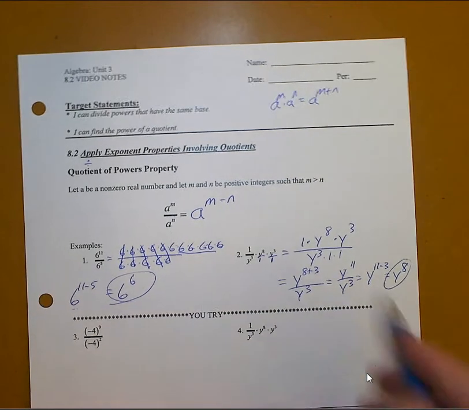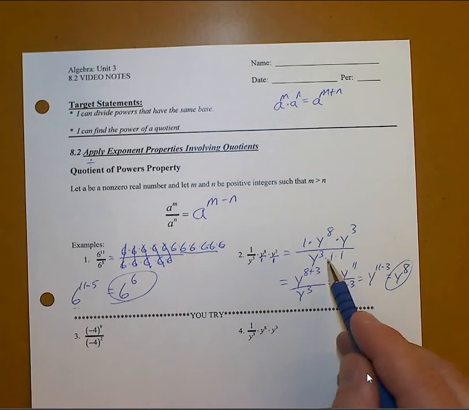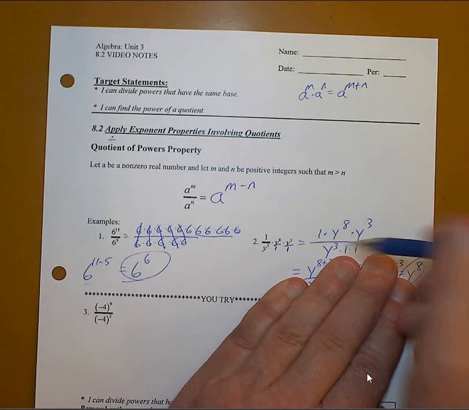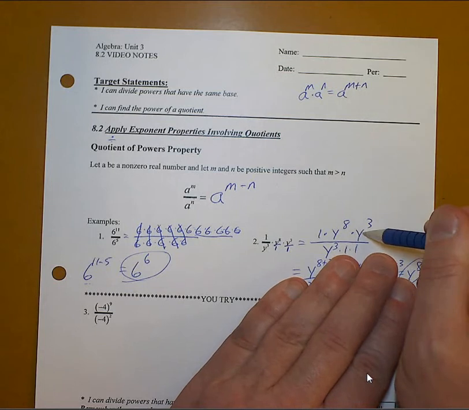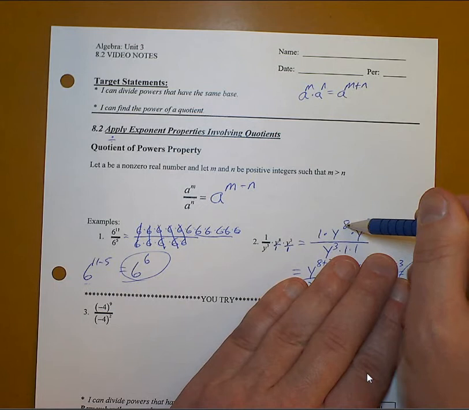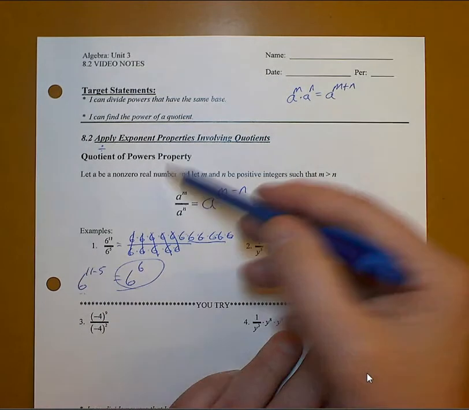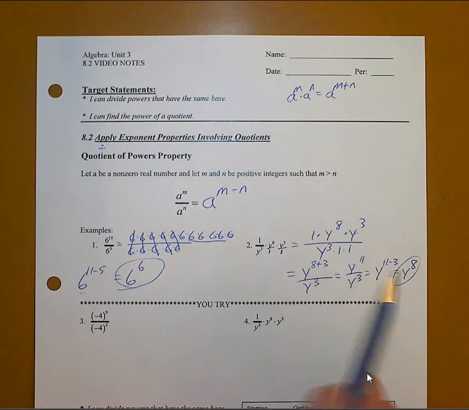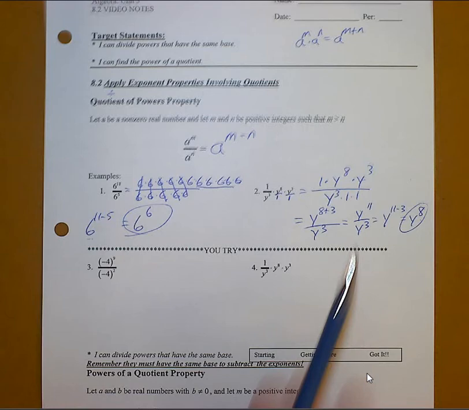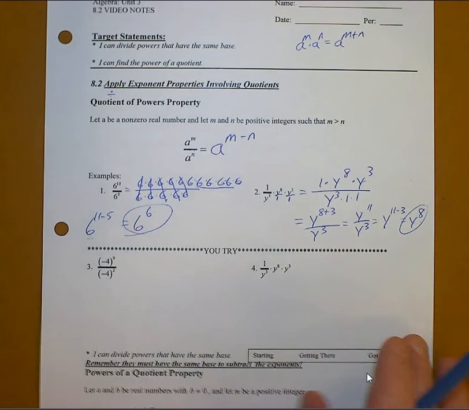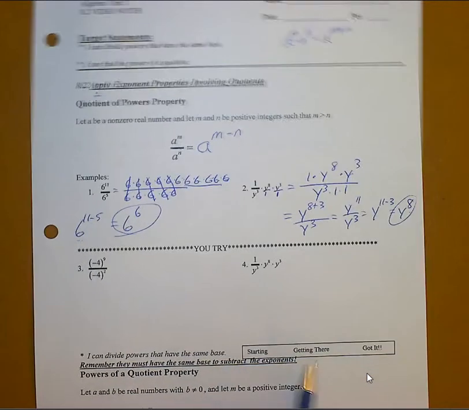Maybe we saw a shortcut up here before we got to all this. I got y to the 3rd on the bottom, y to the 3rd on the top. If I cancel them, I'm left with y to the 8th. That's it. That's my answer. But the quotient of powers property works right there. All right, you guys try these 2. Be careful with the negatives. Make sure you shade: are you starting, getting there, or got it?